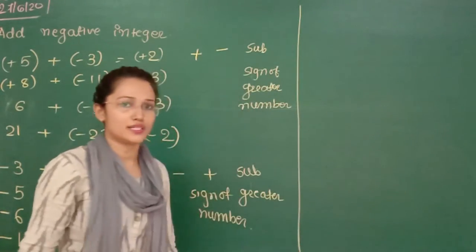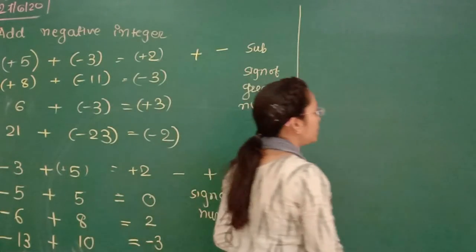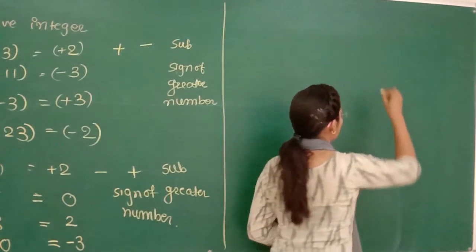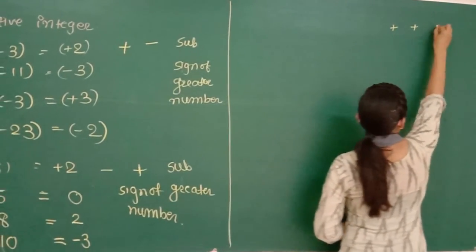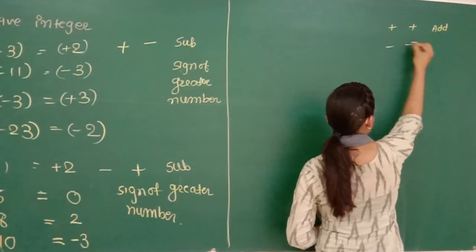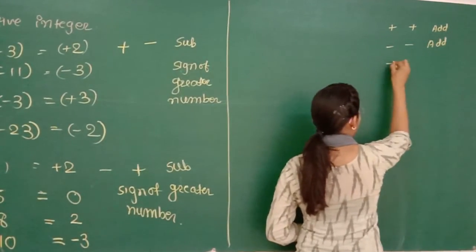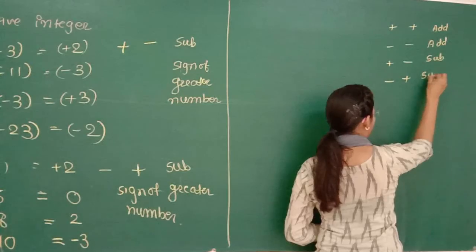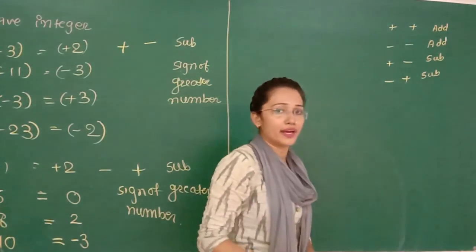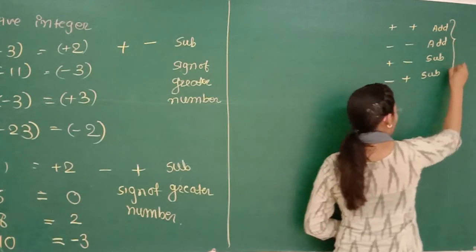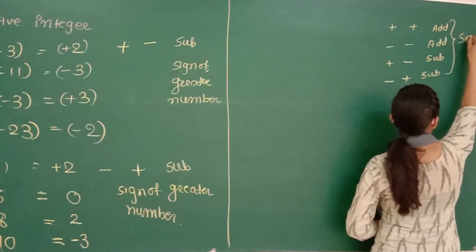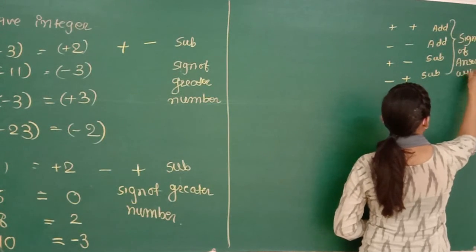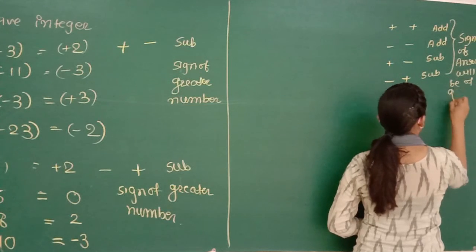So now let's solve examples related to these 4 topics. What we need to remember here? Here we learn 4 conditions: if 2 signs are positive, add the numbers. If 2 signs are negative, add the numbers. If one positive, one negative, subtract the numbers. If one negative, one positive, subtract the numbers. Means signs are same, addition; signs are different, subtraction. But in all 4 cases, the sign of the answer will be of the greater number.